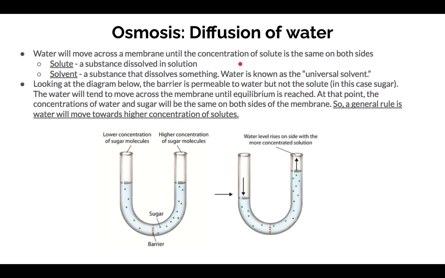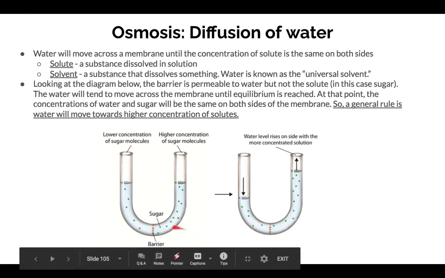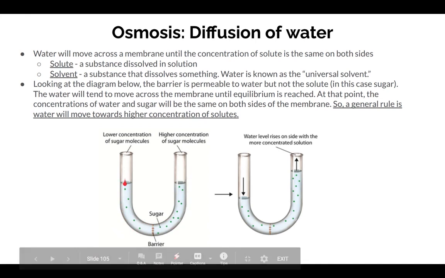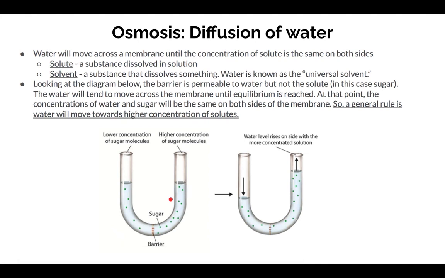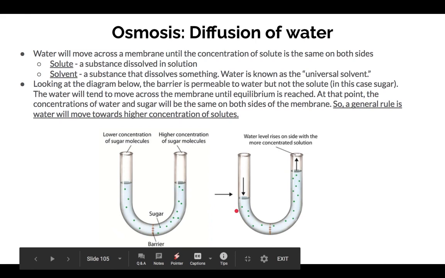Looking at the diagram below, here's an experimental setup. There is a barrier, and there's an equal concentration of water on both sides to start, but on this side of the barrier, there is a higher concentration of sugar molecules, or solutes. A general rule is water is always going to want to move towards higher concentrations of solutes. So after it has sat there for a little bit, the water is going to want to move to this side, the higher concentration of solutes.